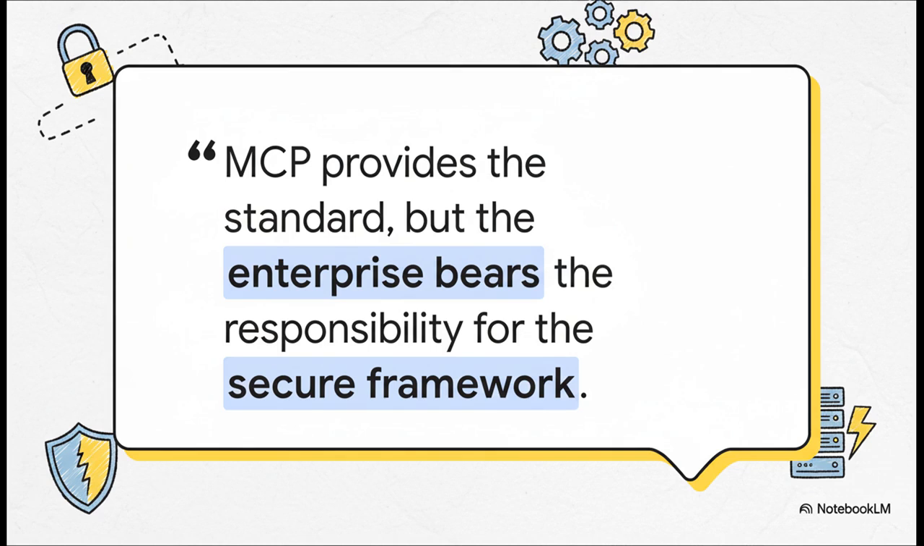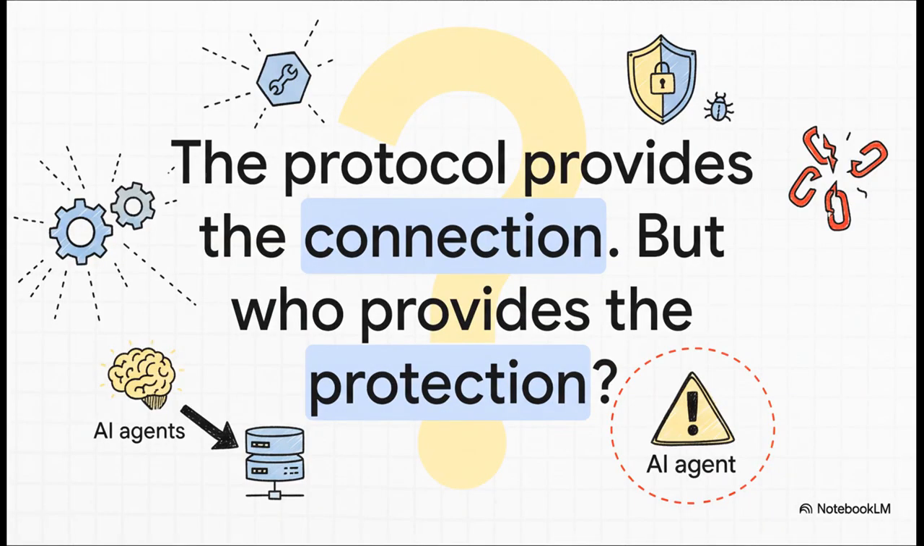And that really leads us to the final critical point from the source material. MCP is amazing. It provides the standard, that common language for everything to work together. But it's the enterprise, the company building the agent, that has to bear the full responsibility for creating the secure, auditable, and reliable system around it. So, as we dive headfirst into this incredible new era of connected AI agents, we're left with one really important question. The protocol gives us the connection, making our AIs more powerful than we ever imagined. But the protection? Well, that's on us. And that's definitely something to keep in mind.